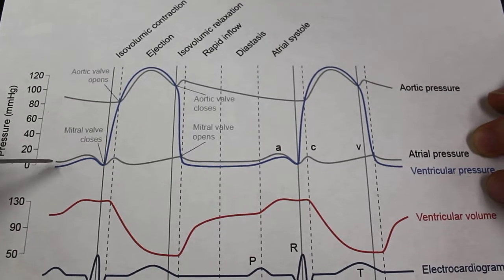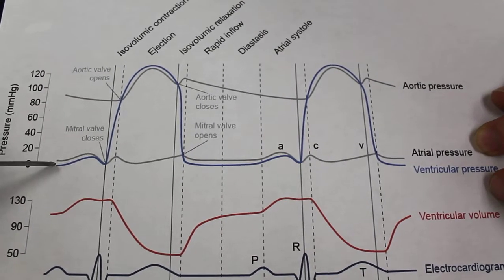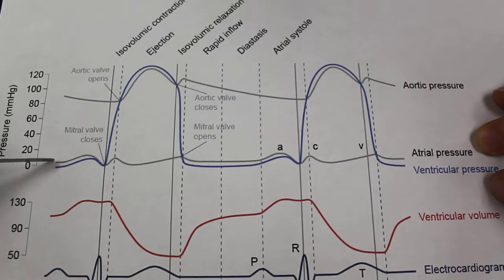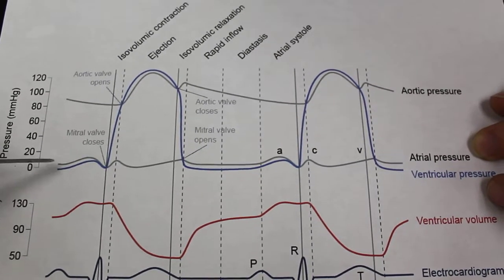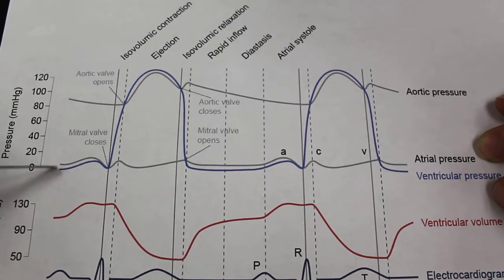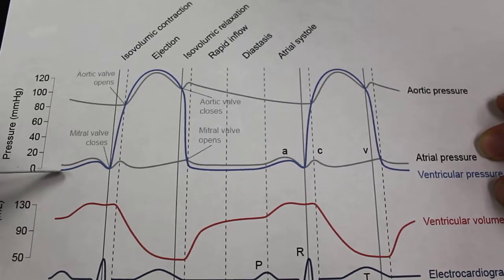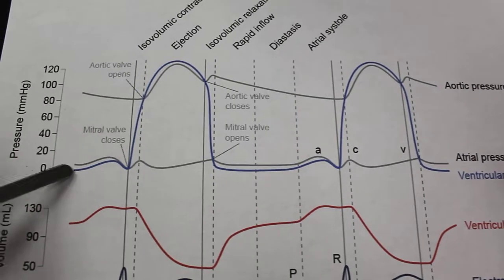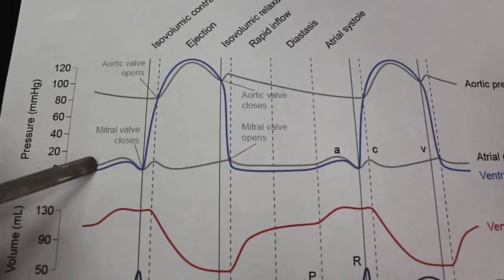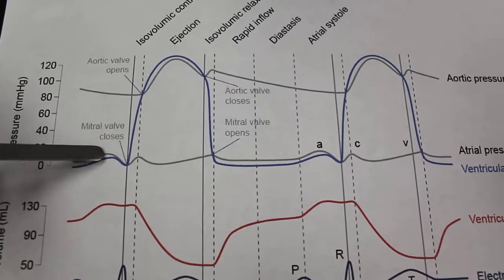Blood will flow from an area of high pressure to an area of low pressure passively. So we have passive blood flow from high pressure to low pressure. So high pressure to low pressure flow. Now, this flow is going to be about 80% of the flow until we have this little bump right here.